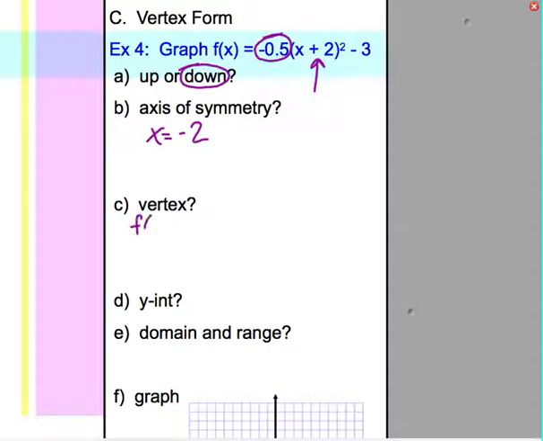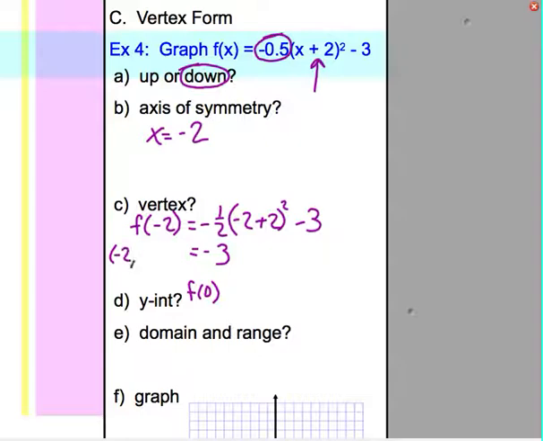Substituting that back in to get the y-coordinate of the vertex. I like fractions instead of decimals, so I'm going to convert that. And inside our parentheses, we get 0. 0 squared is 0, times -1/2 is 0, -3. Y-intercept, substituting 0 for x. Sorry, let me back up. I'm trying to do this too quickly. So the vertex is -2, -3, x-coordinate, y-coordinate.